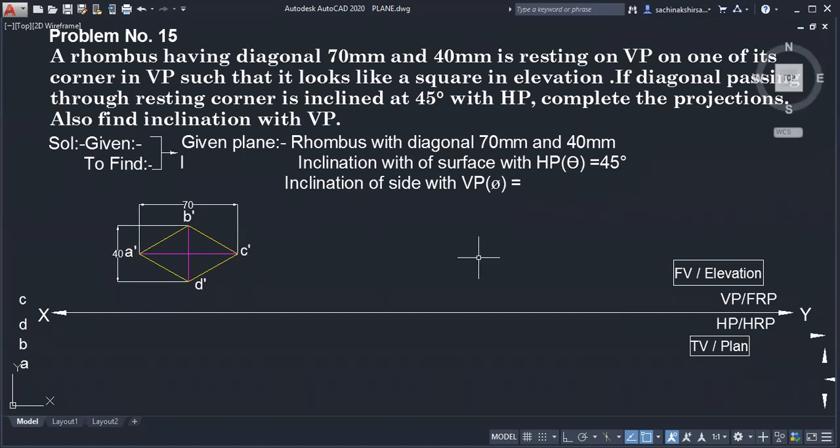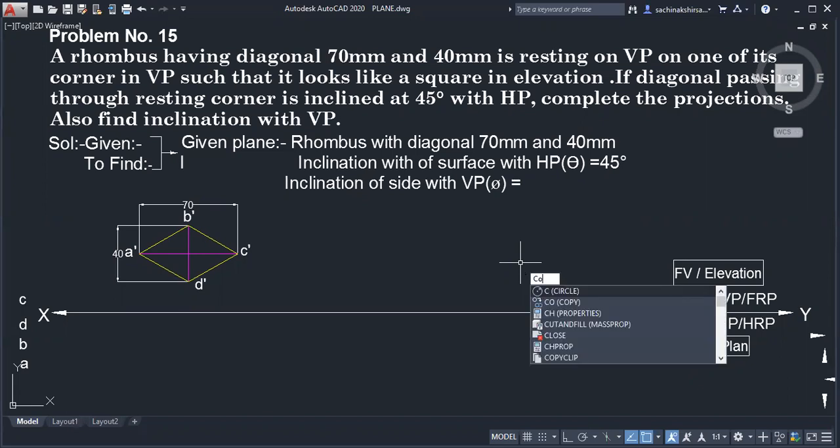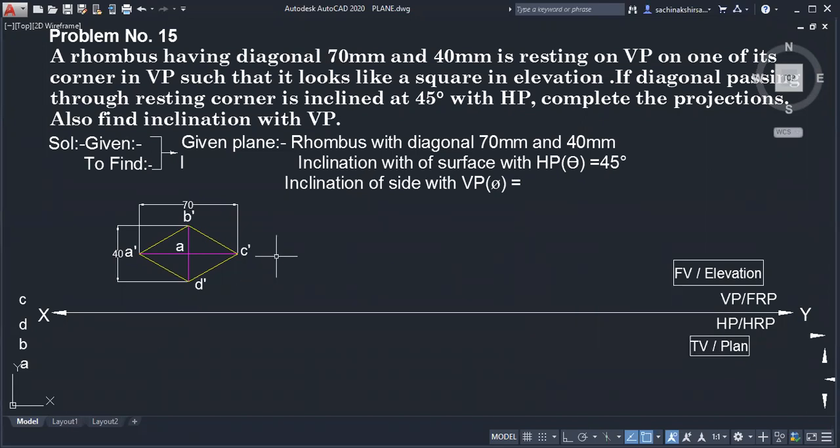After completion, please let me know. Very simple. We have drawn first the horizontal line 70 mm, the vertical line 40 mm, perpendicular to each other. Complete. So the front view we have drawn, and here we can write it as the true shape.